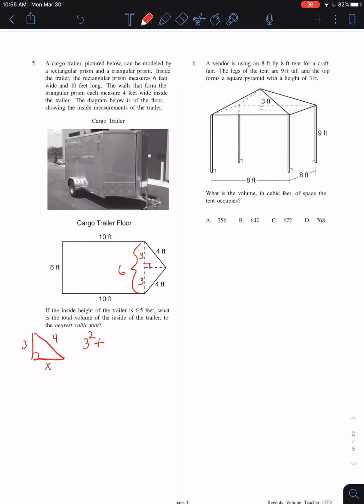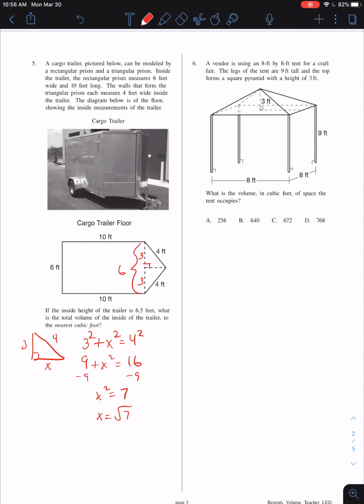So 3 squared plus x squared is equal to 4 squared. 9 plus x squared is equal to 16. Minus 9, minus 9. x squared is equal to 7. So then x is going to be equal to radical 7.